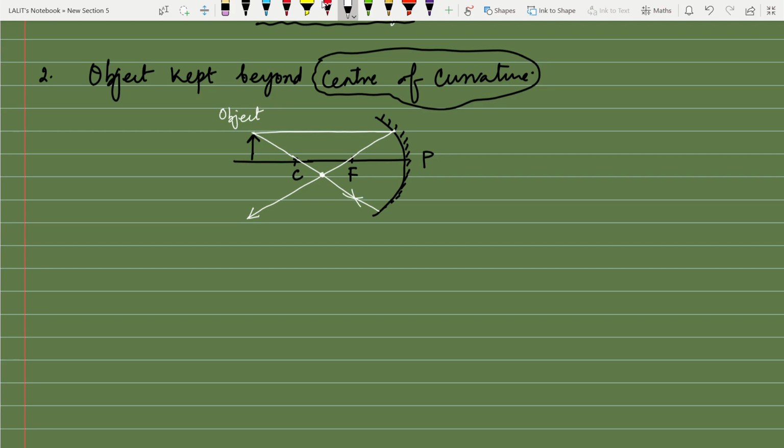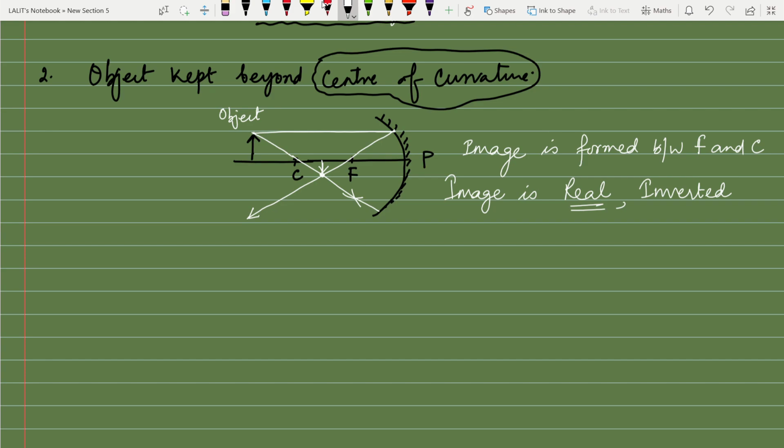So where is the image formed? You can see the meeting point. This is the image. The image is formed between F and C. And if you see the nature, it is formed by the real meeting of light rays. So the image is real. Why is it real? Because the reflected rays are meeting by themselves, and if it is real, it must always be inverted. And if you see the size, it is smaller than the object, so it is smaller in size.